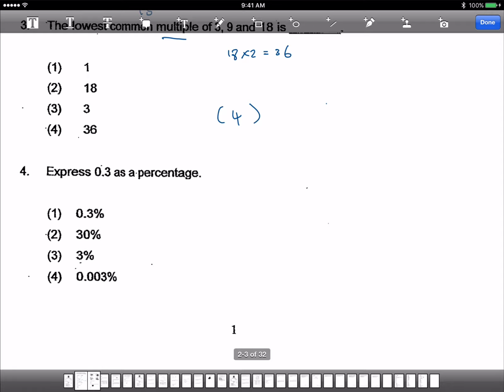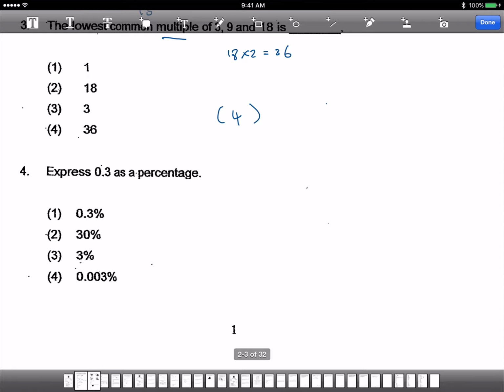Next, which of the following is closest to 8.3? The answer is 3. Why? Because there's a difference of 0.004. For the first one, there's a difference of 0.091. This is 0.01 and this is 0.04. So this is the smallest difference.